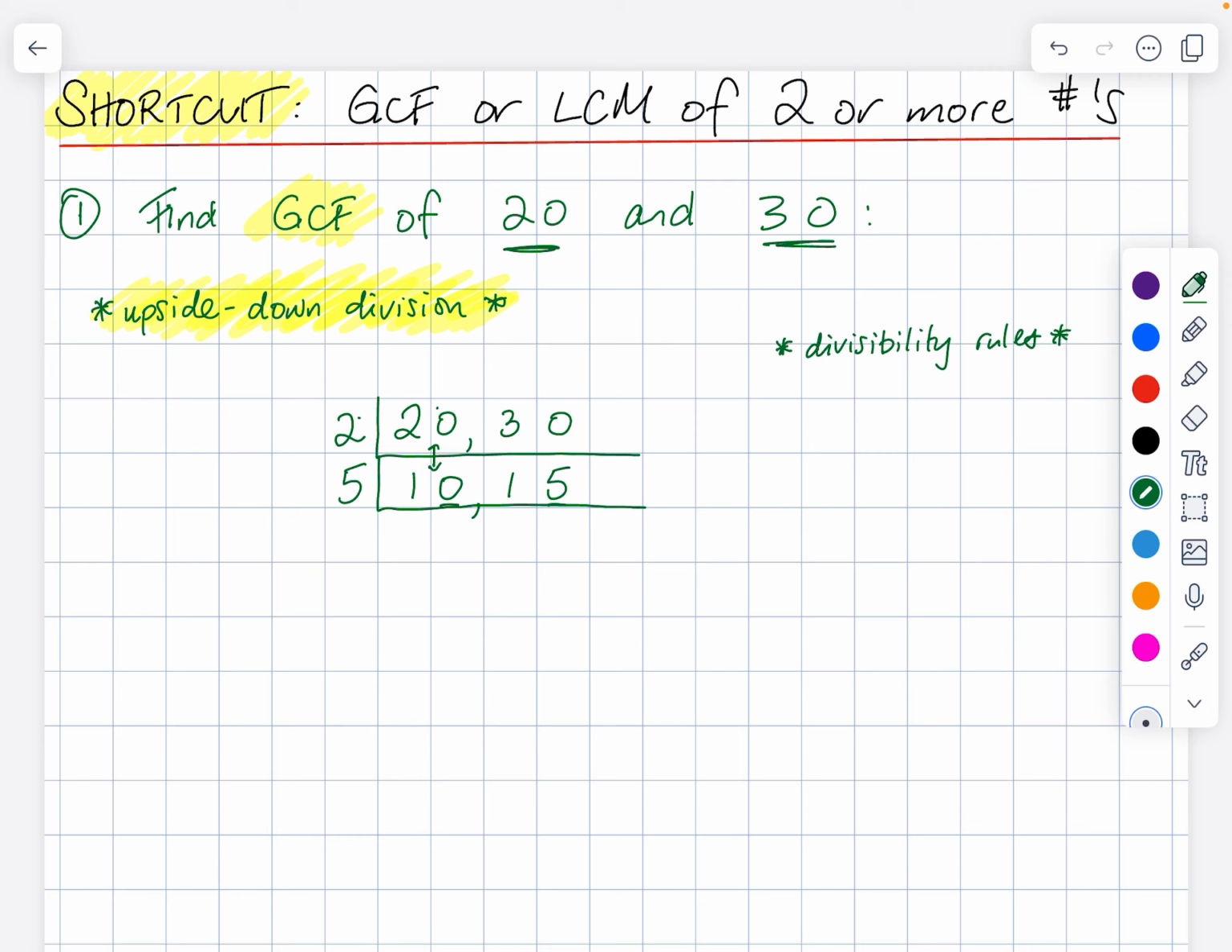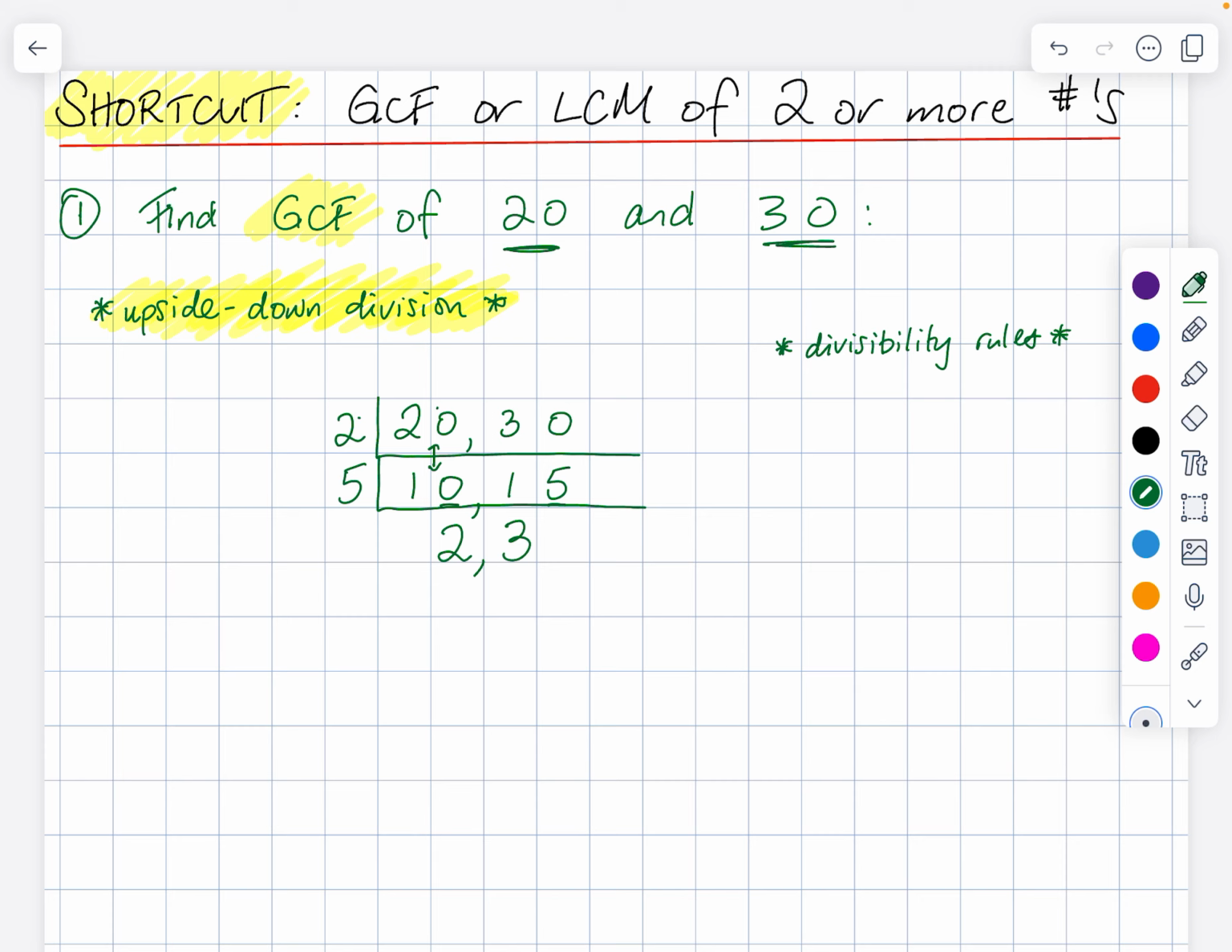Same process as before. I'm going to go 10 divided by 5, or what's half of 10, is 2, or 5 times what will give me 10, and I'm listing it right below 10. 15 divided by 5, or what times 5 will give me 15. I know it's going to be 3.